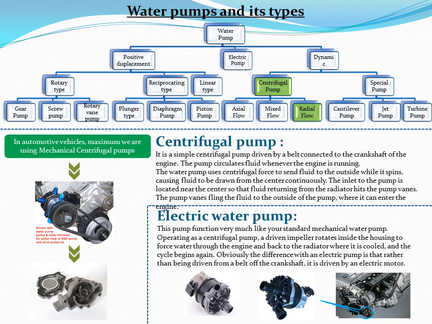Now, the electric water pump. The pump functions very much like your standard mechanical water pump. Operating as a centrifugal pump, a driven impeller rotates inside the housing to force water through the engine and back to the radiator, where it is cooled and the cycle begins again. Obviously, the difference with an electric pump is that rather than being driven from a belt off the crankshaft, it is driven by an electric motor.